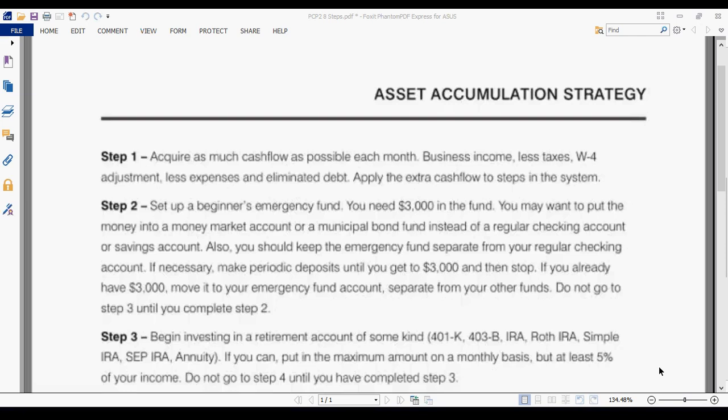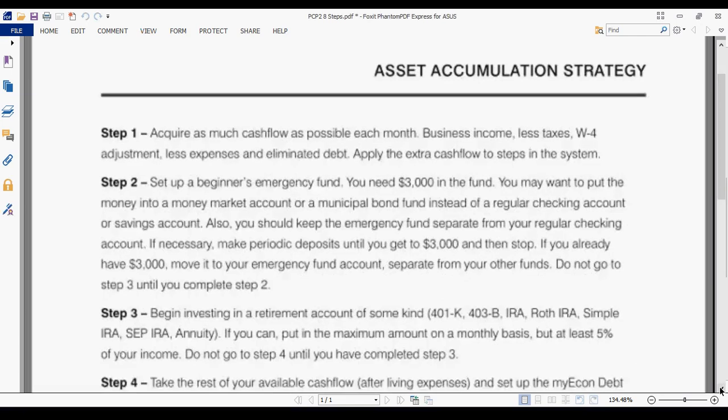It even tells you not to put it into a regular account. Look into the municipal bonds. Look into the money market accounts so that you can put your money there instead of just a regular bank account. Once you have the $3,000, check it off. Now you can go to step number 3.